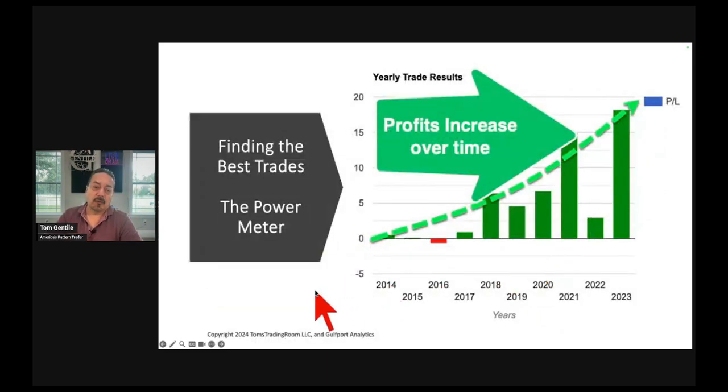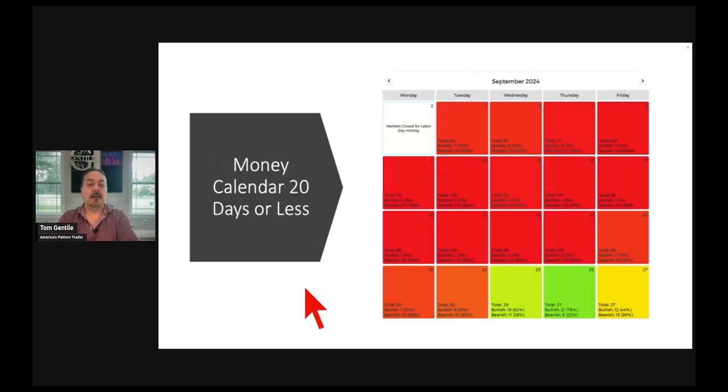Probably one of the most important things I look at is something called our power meter. It tells us which of all these stocks that have these great patterns, 90 or 100%, are really pushing patterns that are making money more recently than, say, 10 years ago. That's what we call our power meter. Now, let's talk about the three tails of September.